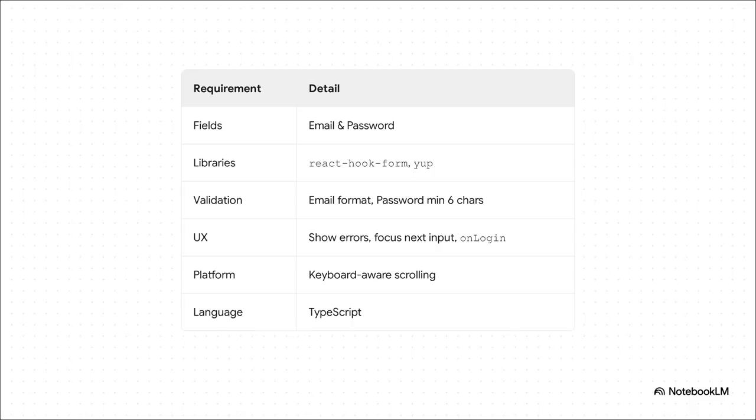Okay, time to level up. A login form is a whole different beast. It's got fields, complex validation logic, state management, and all sorts of UX things to think about, like handling the keyboard. This table is basically our pre-prompt checklist. We're breaking down all the moving parts before we say a word to the AI.